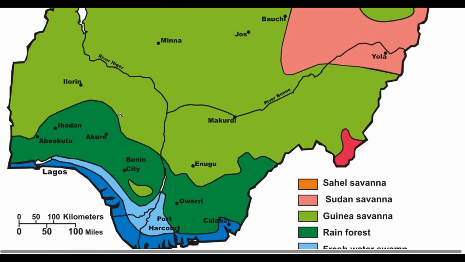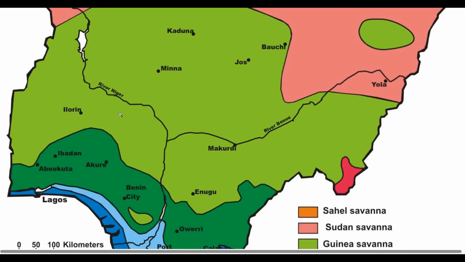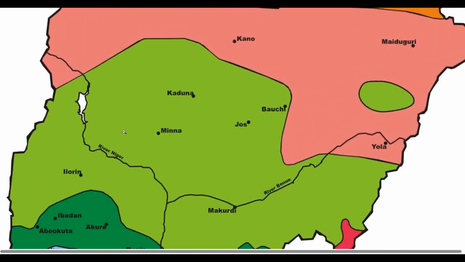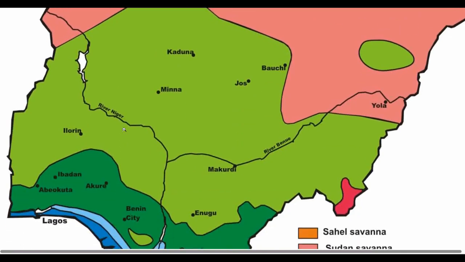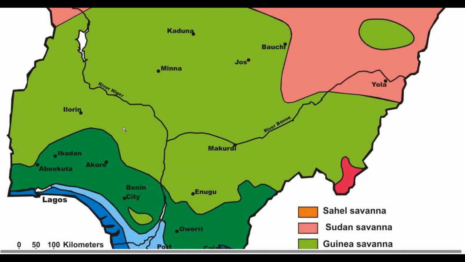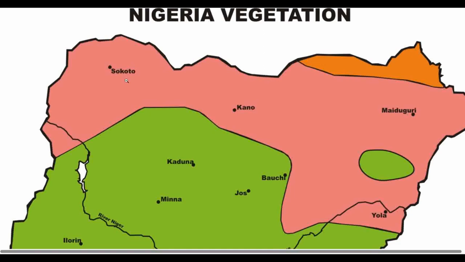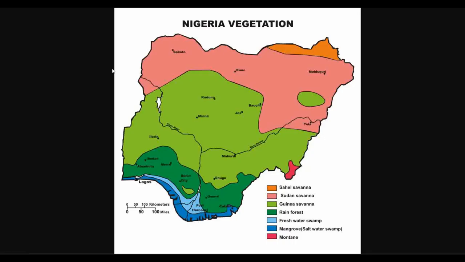And if you travel up again, by the time you get to Kano, you are in the Sudan savanna, which is here. And remember, our destination is Sokoto. So by the time you get to Sokoto, you will be in Sudan savanna. If, for example, you're going to Yobe, Yobe State is somewhere here, Borno and Yobe, then you will find yourself in the Sahel savanna. Interesting.